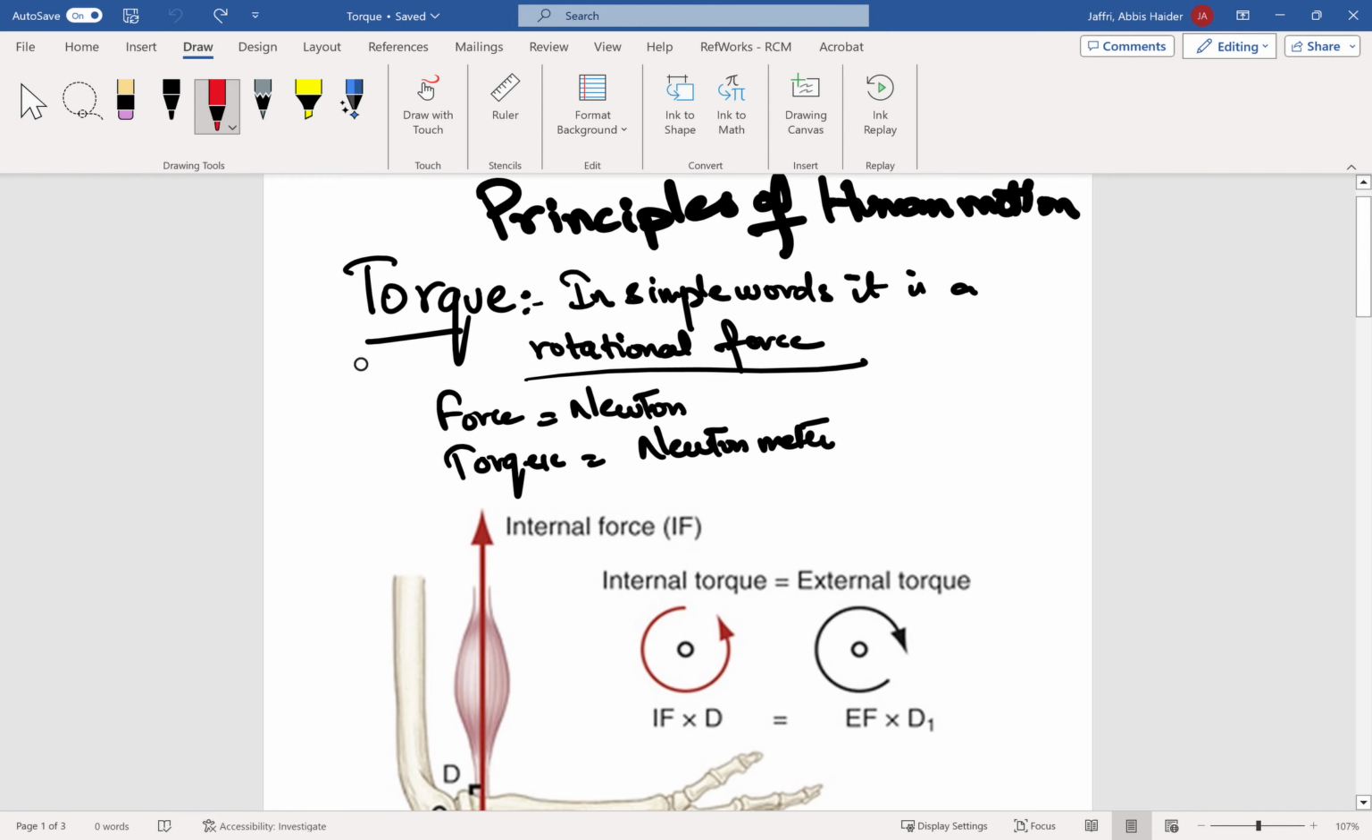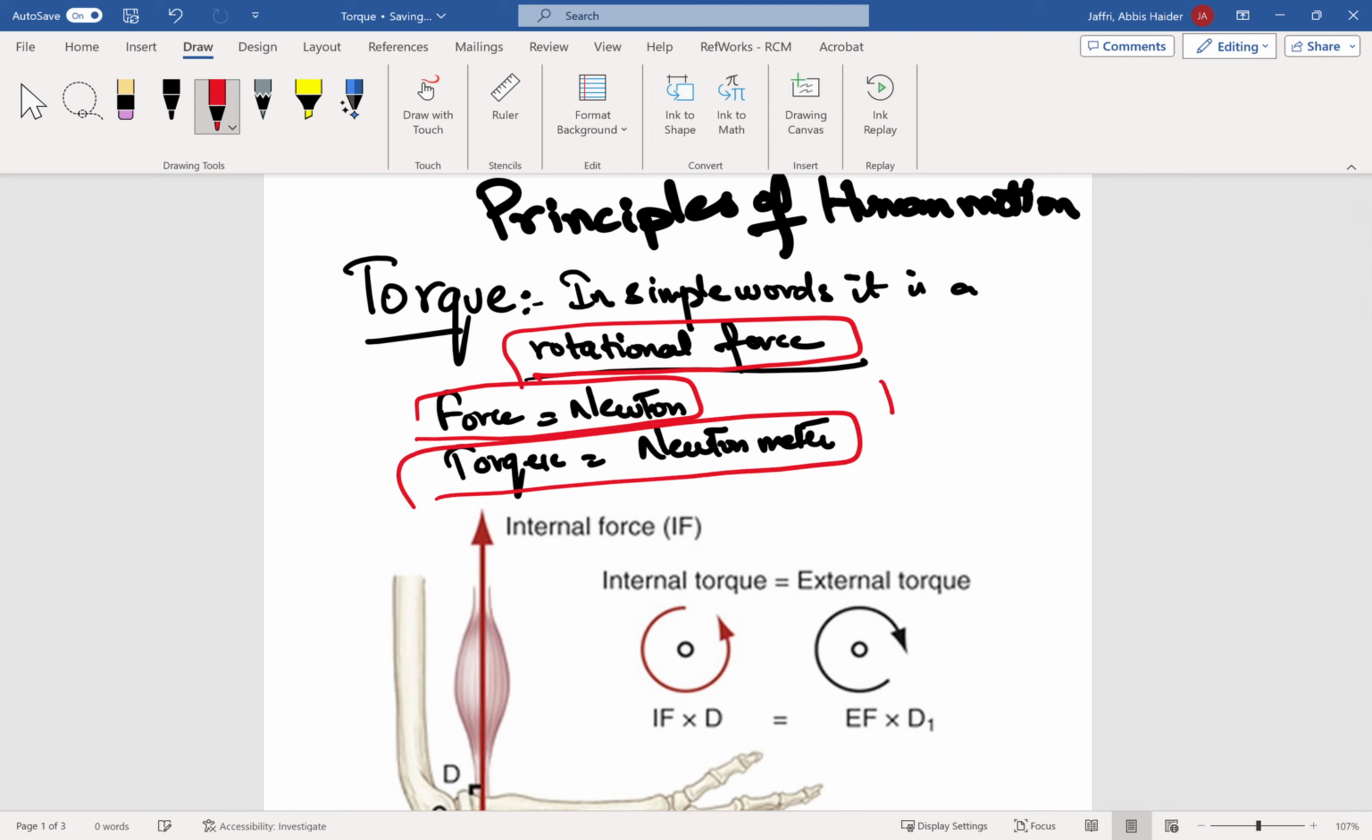Similarly, the force that is used for producing that motion is called torque, and torque is nothing but a rotational force that you can see here. The unit of force is Newton, and the unit of torque is Newton meter. Torque is usually represented as F times R, where F is the raw force and R is your moment arm.